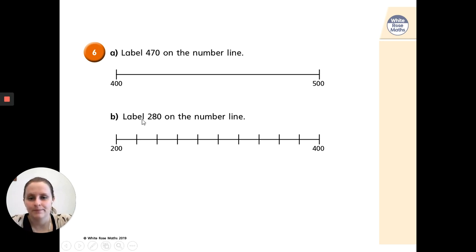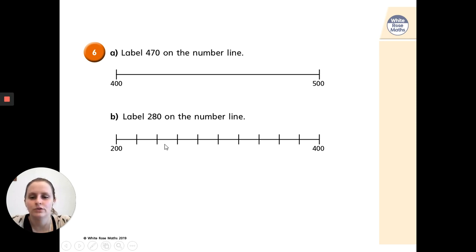So, B, label 280 on the number line. So again, you've got 200 and 400. Now, the first number I'd be trying to place would be 300, because I would want to know where the other 100 is between these. So I know it'll be exactly halfway between them.